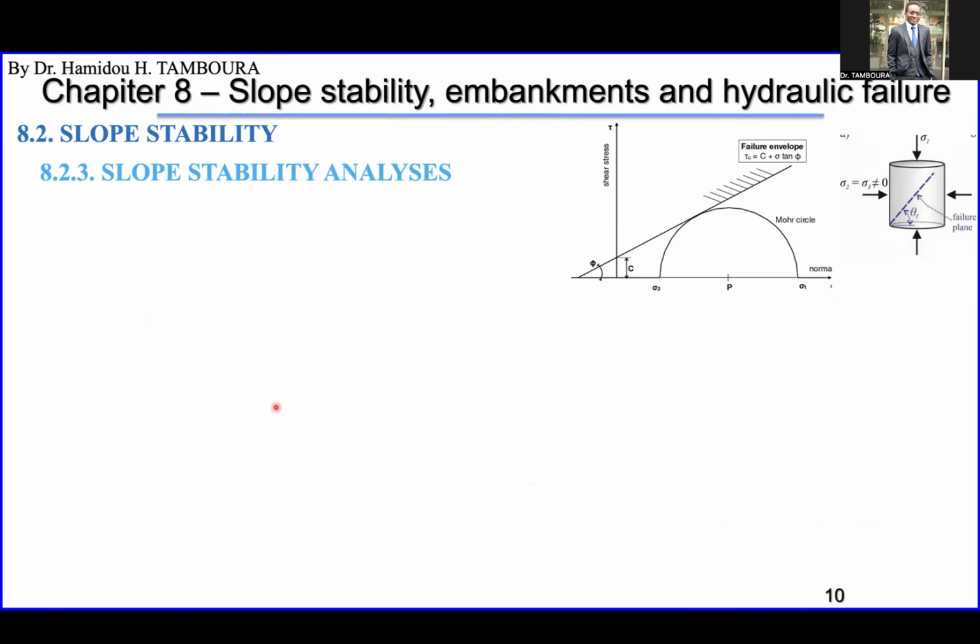Okay. So before we continue, I'm going to talk a little bit about this method, Bishop simplified method of slices. So I think you remember what this is? The failure envelope, Mohr-Coulomb.